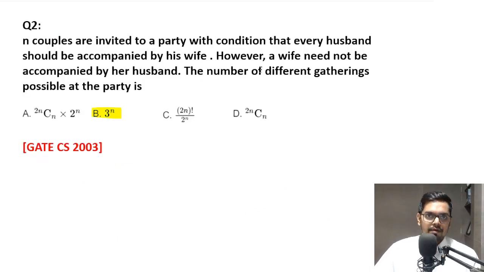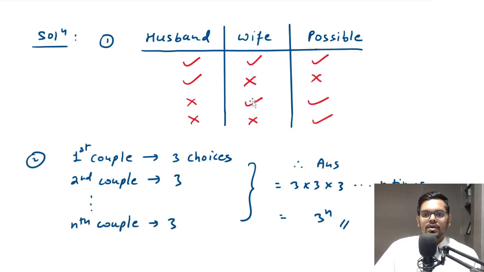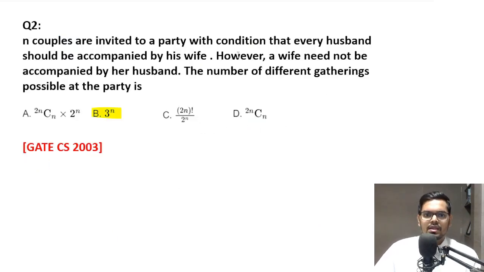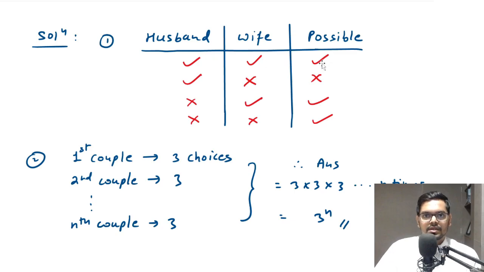But coming to the wife first scenario, a wife need not be accompanied by her husband. She can come alone or she can come with the husband. Okay, so there is no constraint on the wife. So if wife comes and husband does not come, it's okay. If wife is not coming, husband not coming, that is also okay, because nothing is mentioned when husband does not come, what happens, when wife does not come, what happens, right? The constraint only is when husband comes, wife is compulsory. So husband comes, wife is compulsory. Husband comes, wife is not coming, not a valid case.